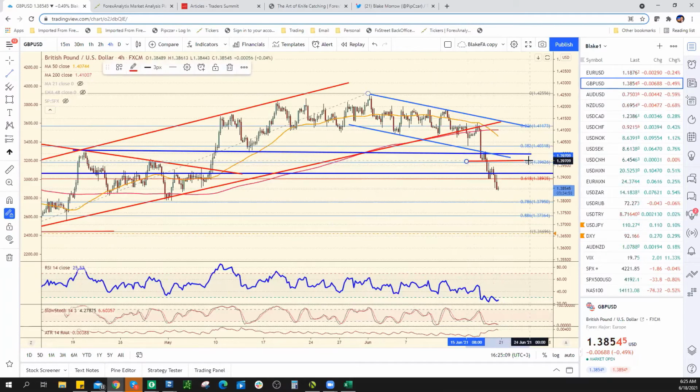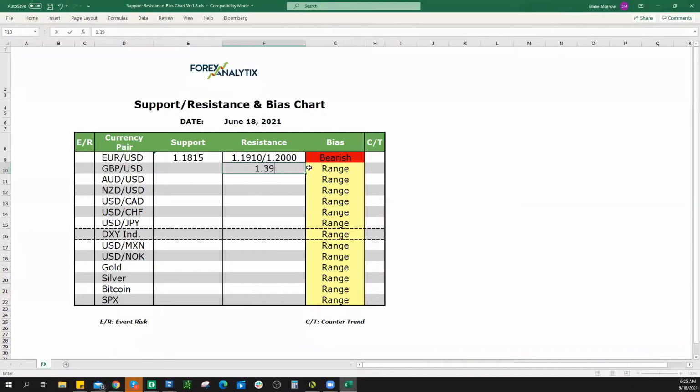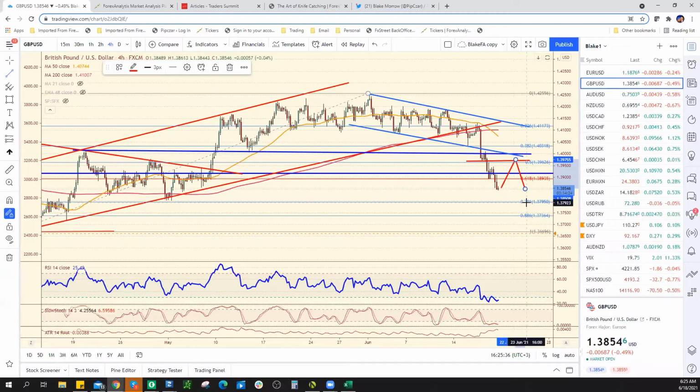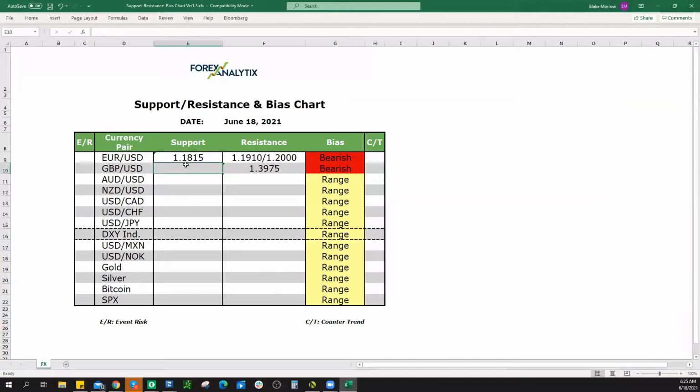So support today is going to be 138, but I think while you're below this, because you can see that this is previous channel resistance, or channel support, excuse me, held there. So that trend line will come back into play. And when it comes back into play, this is the place you want to be a seller right here, right? So 139.75, if you can get it. 138 is support because this is the 78% retracement.